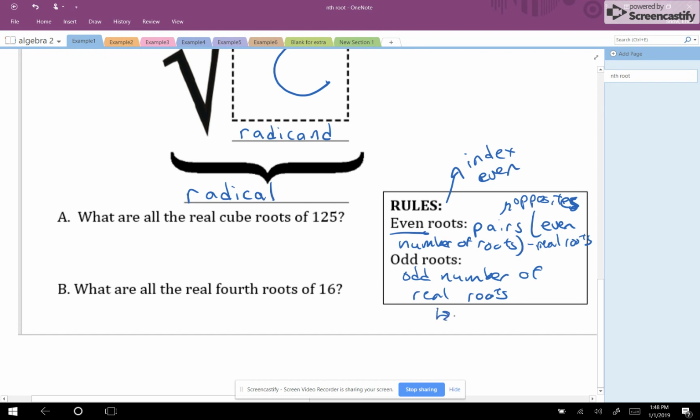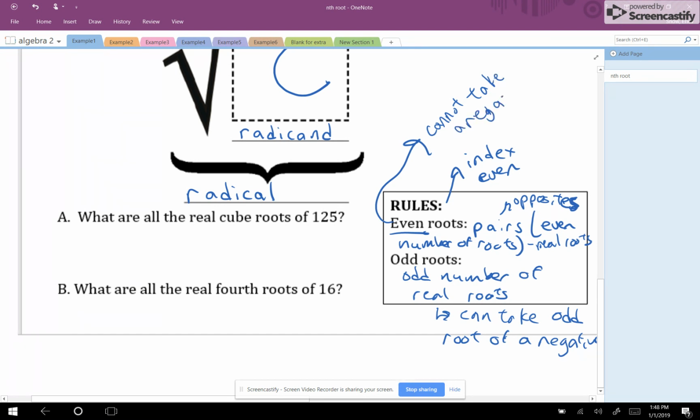And these, you can take an odd root of a negative number. You cannot take an even root of a negative number, a negative under an even index.